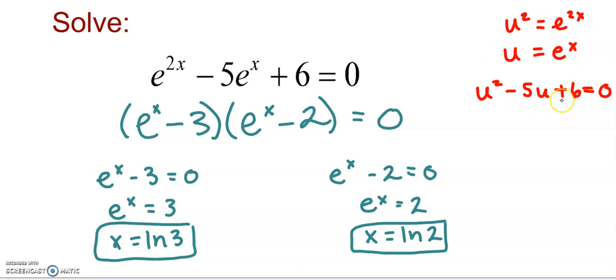Or if you don't need to use that and you can kind of see how this factors just with the e to the x in there, this factors nicely to be (e to the x minus 3)(e to the x minus 2). Set those equal to 0, and I get two solutions, neither of which are extraneous.